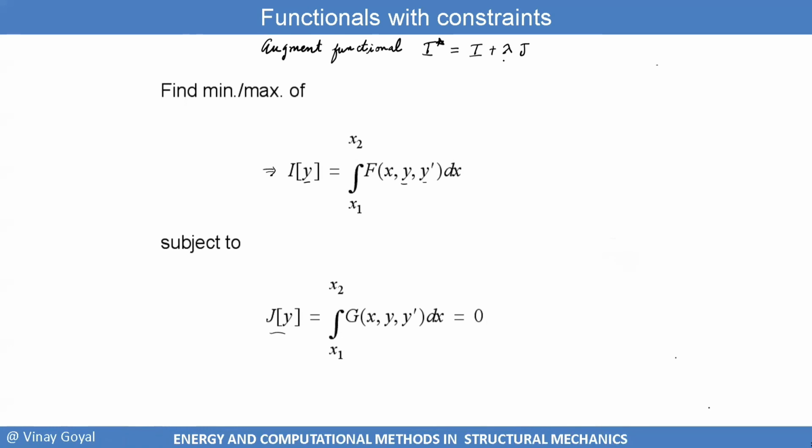And what I want to do then is to substitute what this is in here. So I get the integral from x1 to x2 of f plus lambda g dx, and I'm going to call this f star for convenience. And I want you to notice how f star depends on y, y prime, and lambda, and let me use the bracket so it's clear as a functional.